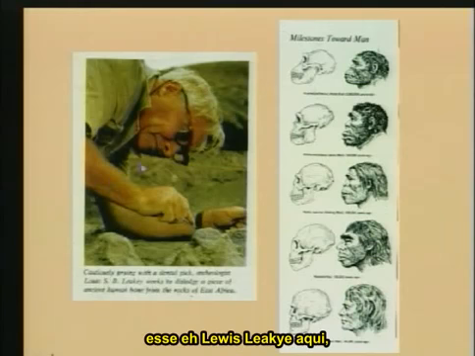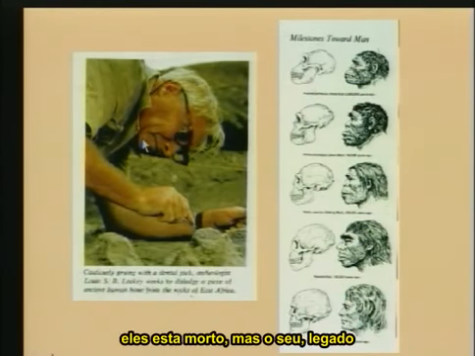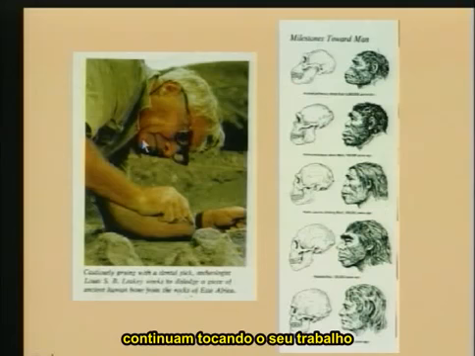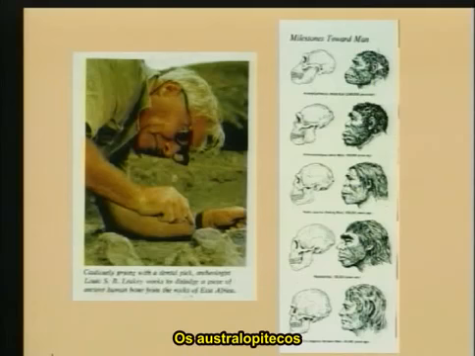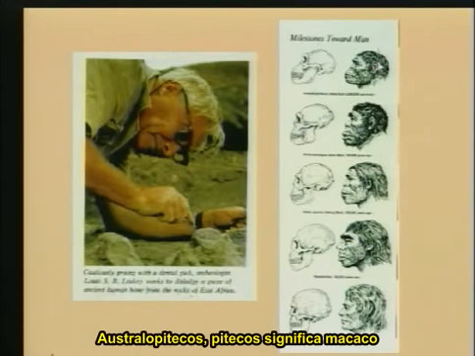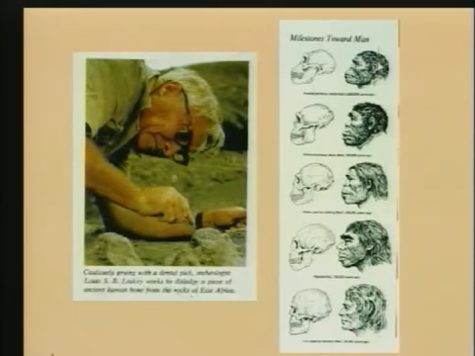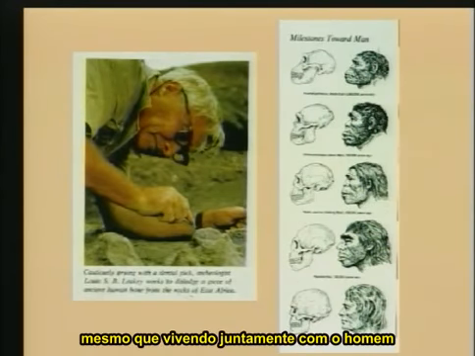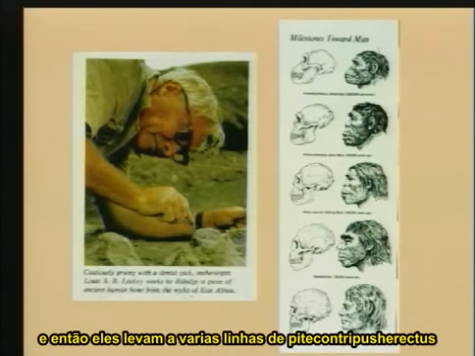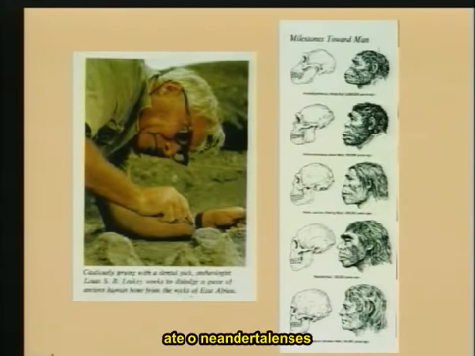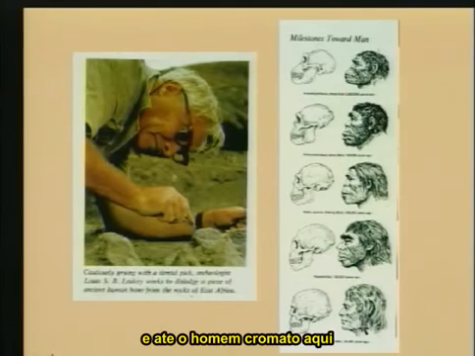Now let's have a look at what the various groups say. This is Louis Leakey over here. He's of course dead now, but his whole protege are the ones that are carrying on with this work. Their ancestor is this one over there. Australopithecus is the one. Australopithecus, pithecus means ape. So this is an ape. But they say that this ape, although he lived together with modern man already, has features that were probably in between sort of the really modern apes and man. And then they take him through various lines of Pithecanthropus erectus and Homo erectus to Neanderthalensis over there, Neanderthal man, and then Cro-Magnon man over there.